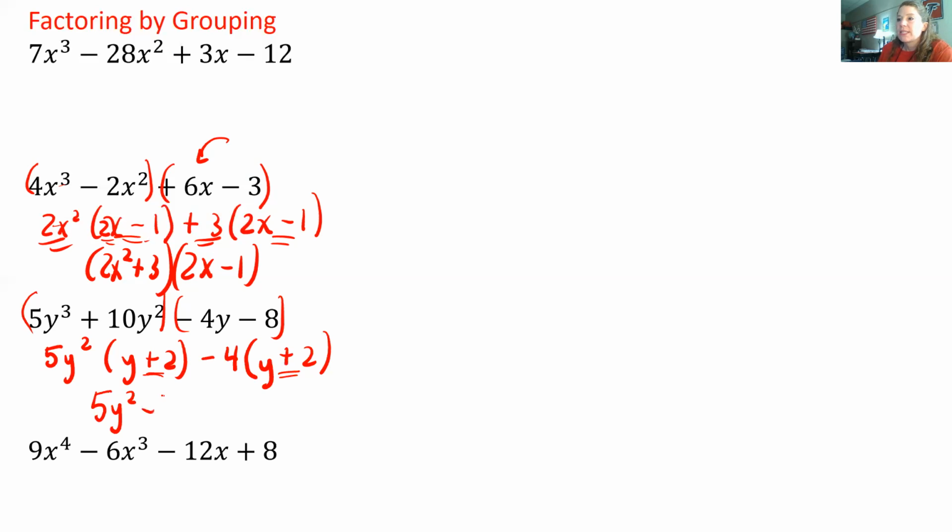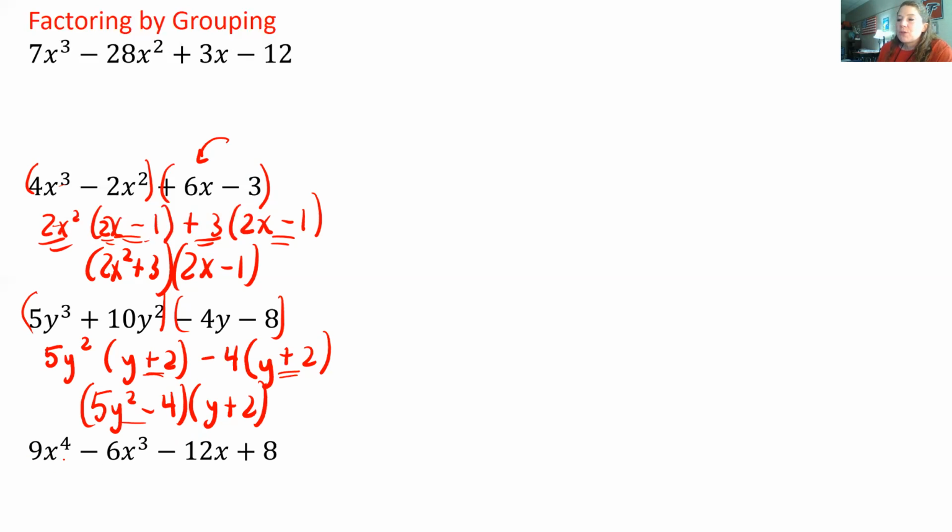All right, so we're going to put together what's outside the parentheses, and the other factor is what's in the parentheses. Now, if I had just written this in opposite order, if I had written here y plus 2, and then this one was 5y squared minus 4, it would not matter. These don't have to be in any particular order, okay?